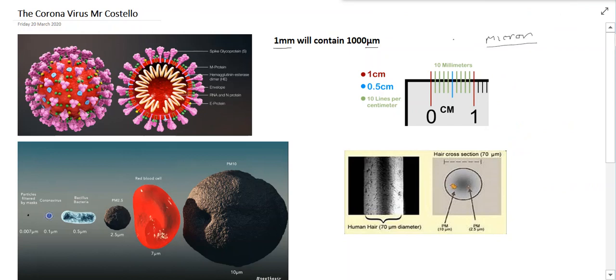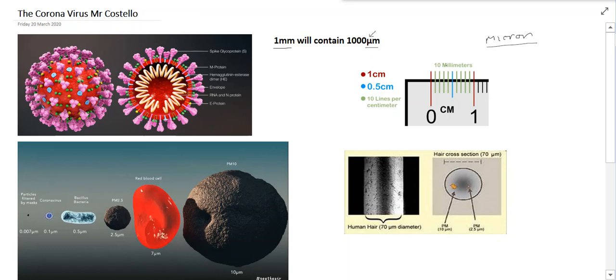Okay, so the micron. If we have a look at this symbol here, this is the unit of what's called the micron or the micrometer. We just call it micron for short. You see it has this kind of weird symbol, and then it has the M for meter. Okay, so it's micrometer.